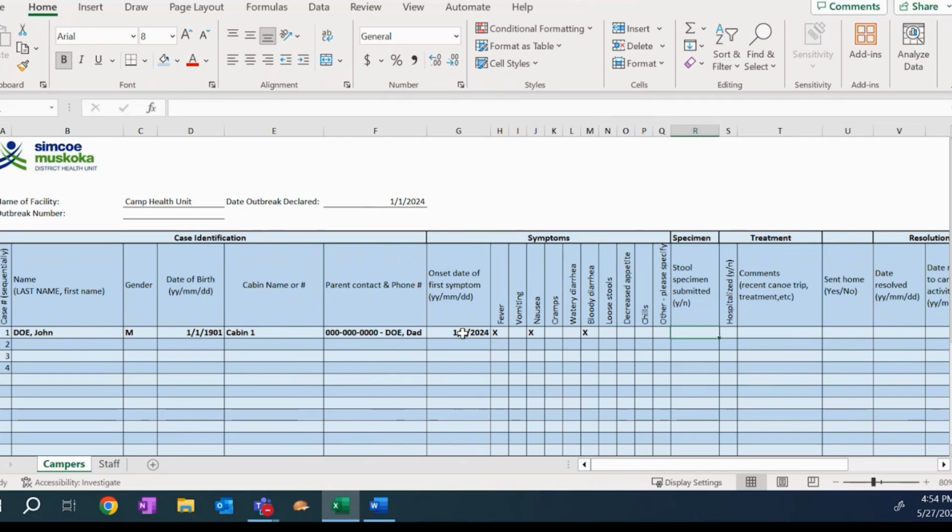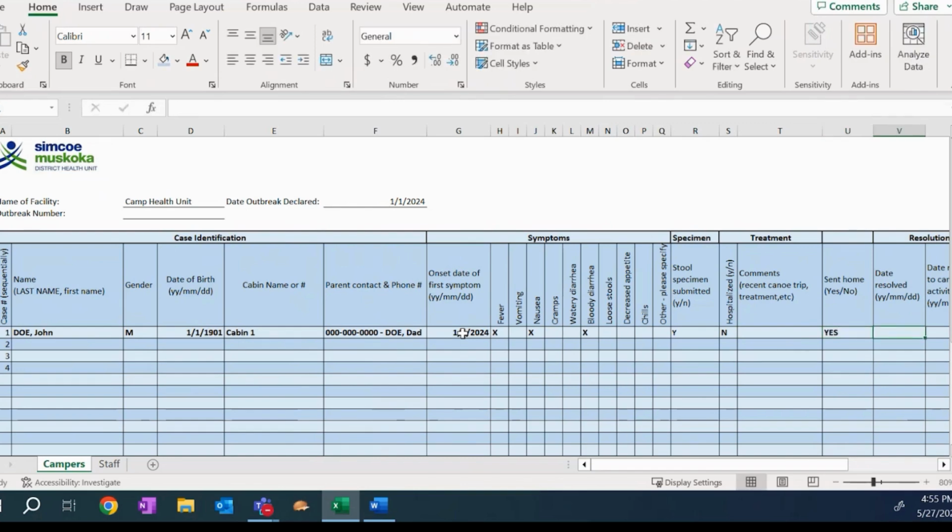Next category is our stool specimen submitted. So yes or no. Was our camper hospitalized? And any recent comments that may be helpful. Have they recently been on a canoe trip? Were they receiving treatment for anything? Among others. Was the camper sent home?